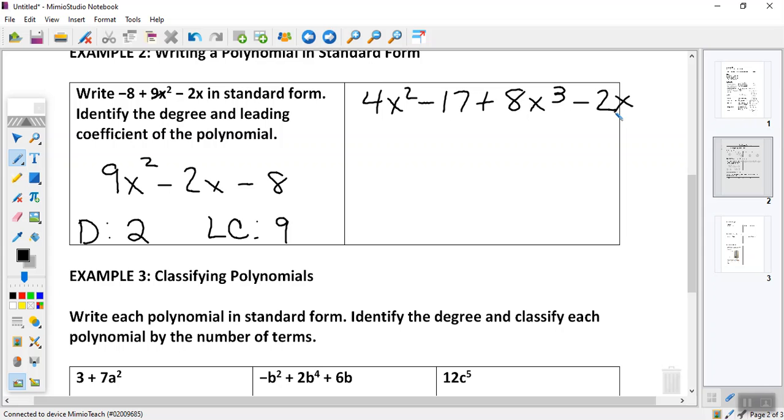I want you to put that in standard form. So make sure your exponents start high and work their way down. Identify the degree of that polynomial, and then tell me what the leading coefficient out front's going to be.